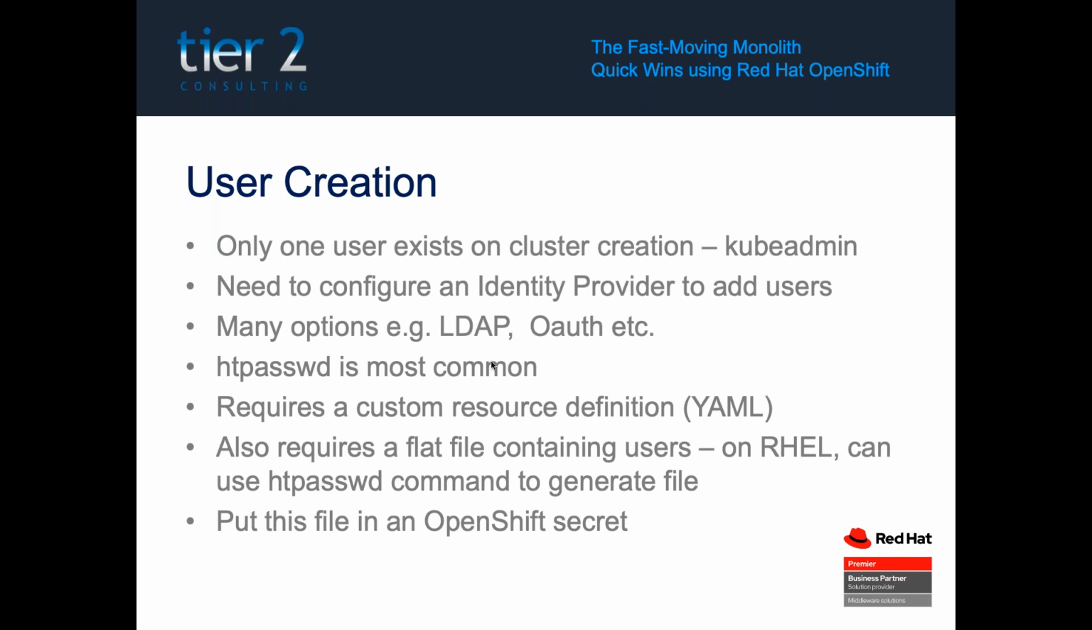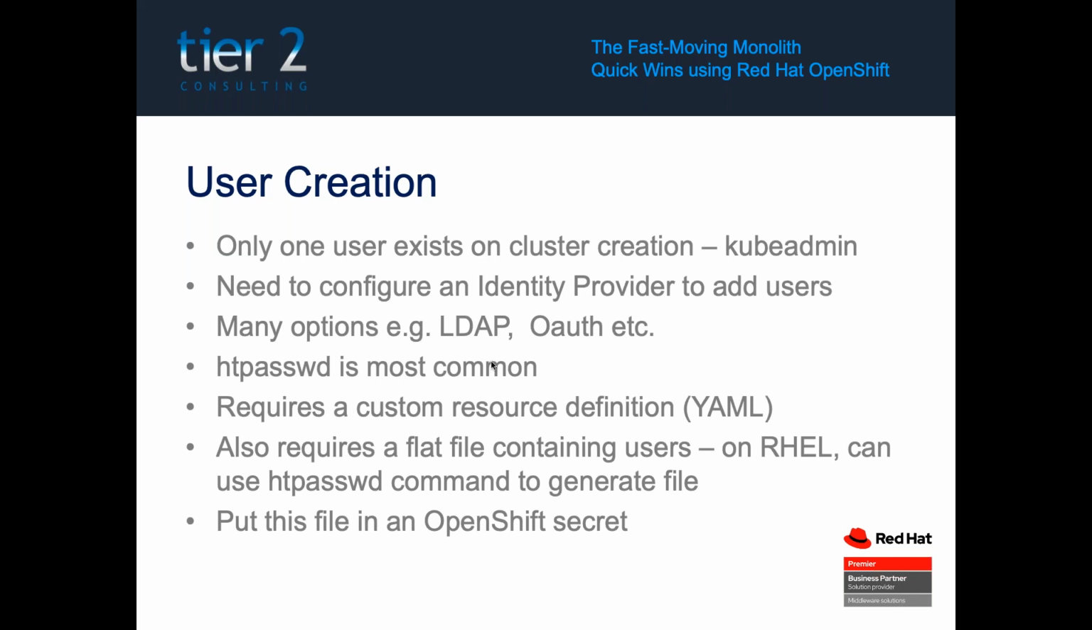So in order to do that, we need to configure an identity provider. And there are lots of choices that you have here. You can do LDAP-based ones. You can do OAuth ones. You can use things like Red Hat Single Sign-On or Red Hat Identity Management to do this. But probably the simplest and easiest from day one is to just use an HTPasswd file. It's basically just a flat file with a list of users and passwords.